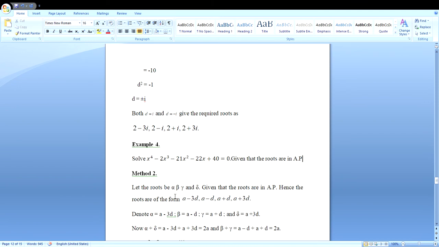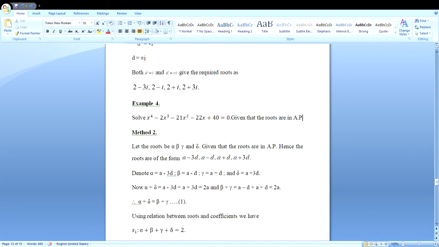Let alpha, beta, gamma and delta be the roots. Given that the roots are in AP, therefore the roots are in the form a minus 3d, a minus d, a plus d, a plus 3d. Now let us denote alpha equal to a minus 3d, beta is a minus d, gamma is a plus d, and delta is a plus 3d.